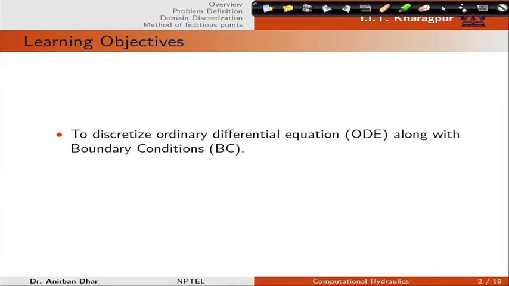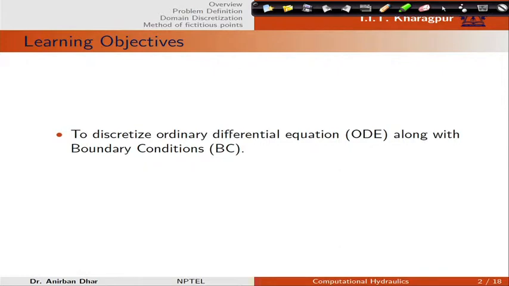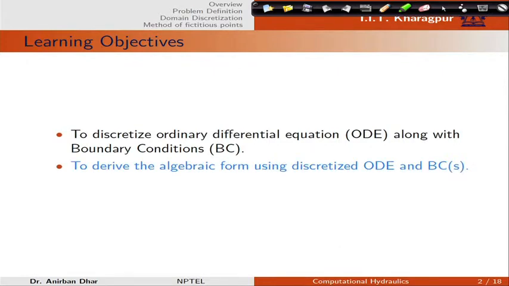Learning objectives for this particular unit. At the end of this unit, students will be able to discretize ordinary differential equation along with boundary conditions. Also, students will be able to derive the algebraic form using discretized ODE and BCs. That means ordinary differential equation and boundary conditions.